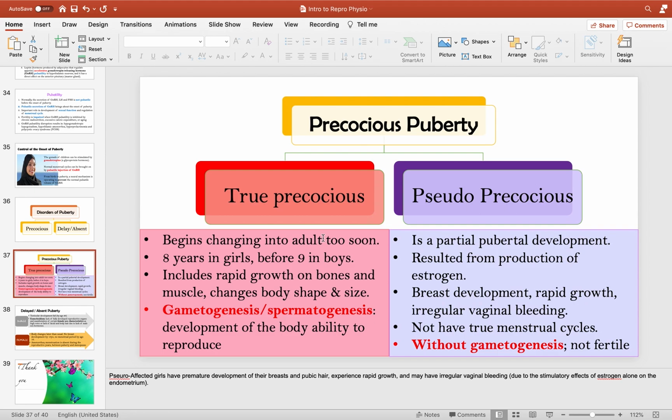And pseudo precocious puberty is a partial pubertal development resulting from the production of estrogen, with breast development, rapid growth, irregular vaginal bleeding, and no true menstrual cycle. This happens without gametogenesis.